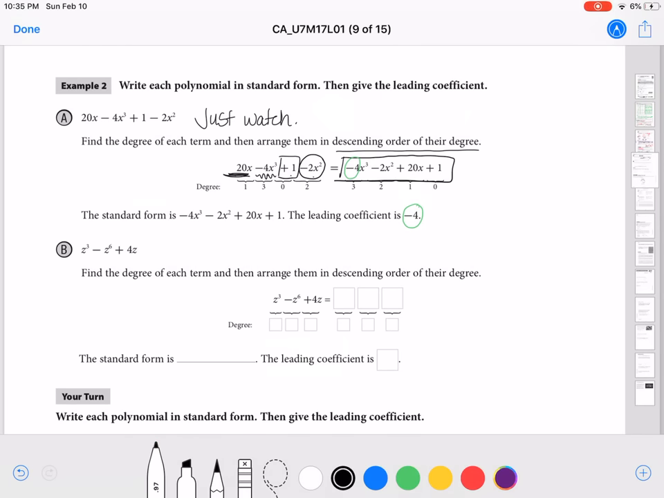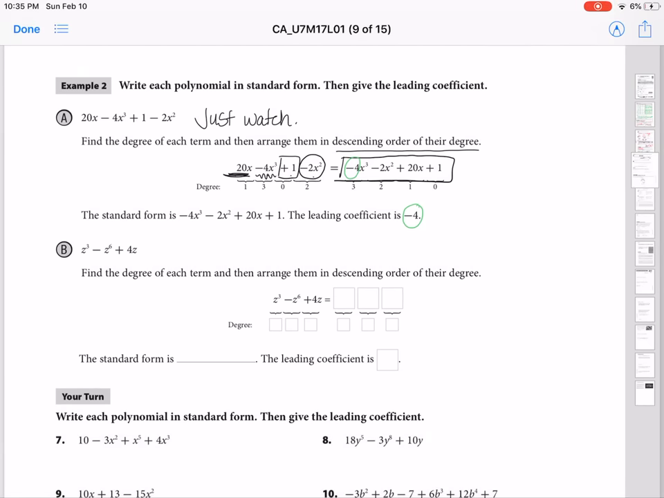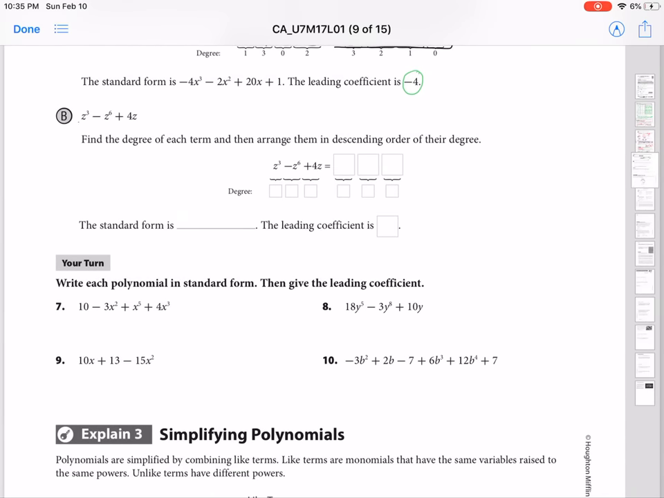Let's look at B. Now I want you guys to go ahead and write with me here. Z cubed minus z to the sixth plus 4z. We're going to find the degree of each term and then arrange them in descending order of their degree. So we have z cubed, the degree there is 3, negative z to the sixth, the degree is 6, and 4z, the degree is 1.